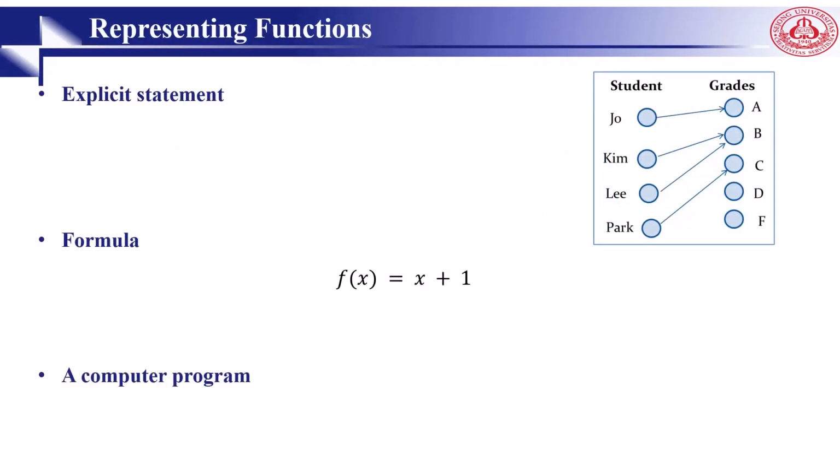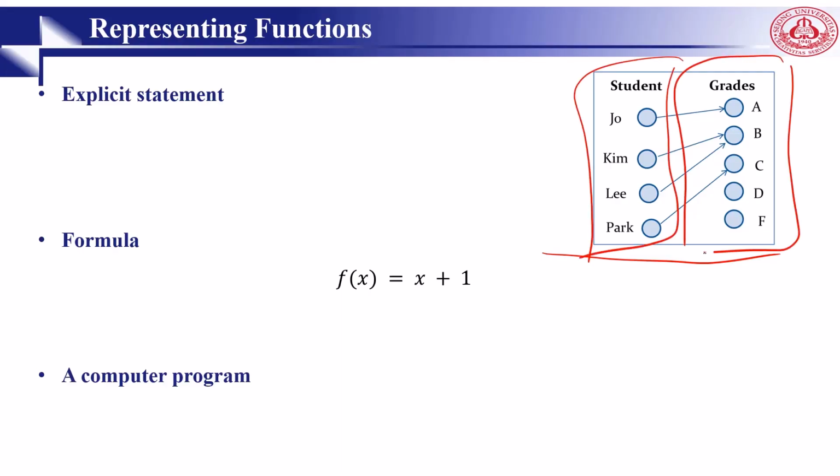Functions may be specified in different ways. One is an explicit statement using a formula or computer program. Here you can see an explicit statement of an assignment of students to grades. We have a set of students and a set of grades. Each student must have a grade. Each student cannot have more than one grade, and a grade may be assigned or not assigned to a student. This is a kind of explicit statement of a function.